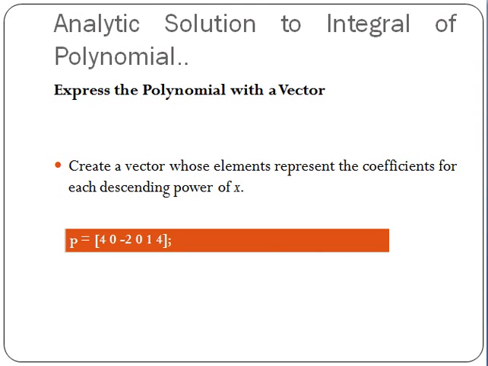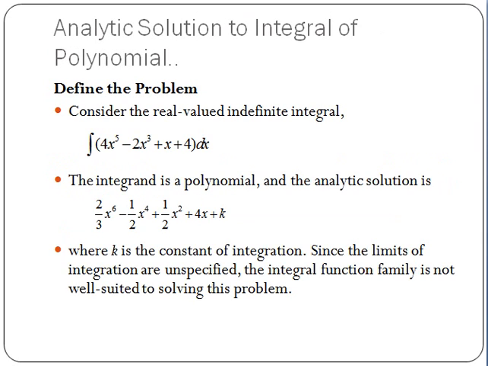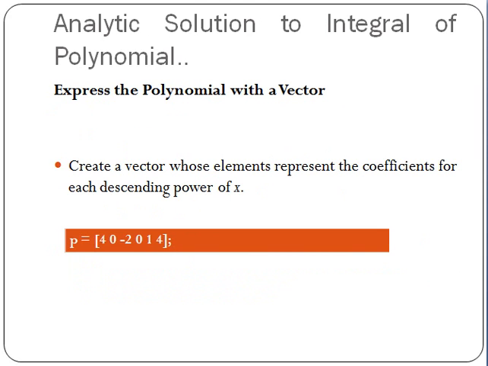Now the second step was to express the polynomial with a vector. For this, create a vector whose elements represent the coefficient for each descending power of x. Here we have taken p as a vector, which is 4, 0, -2, 0, 1 and 4 as the elements of the vector p. These elements are the coefficients of the x function that we have taken in the starting. The x to the power 4 term is not here, therefore 0; then -2, again 0, 1 and 4. Okay, so in this way we have taken the vector p.